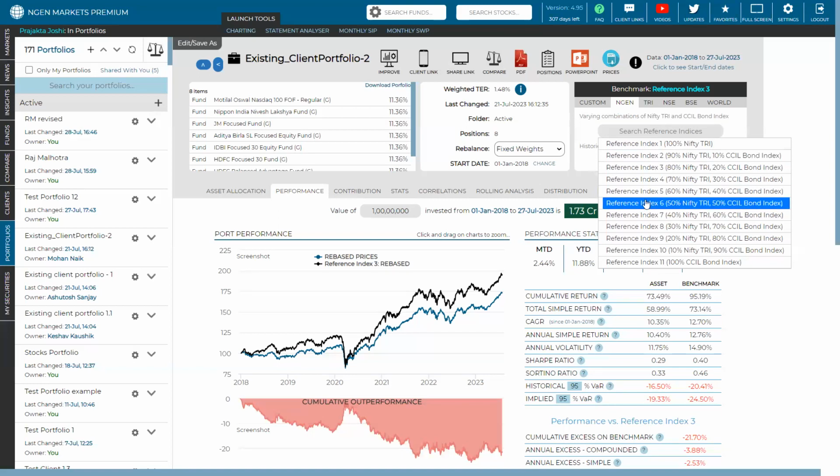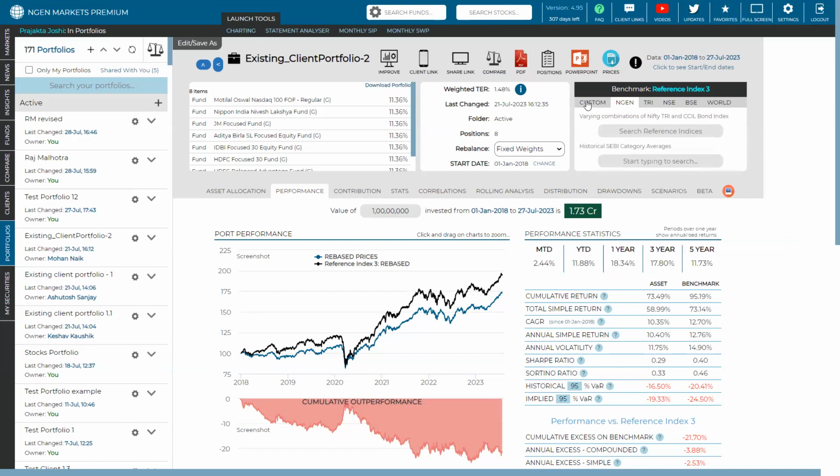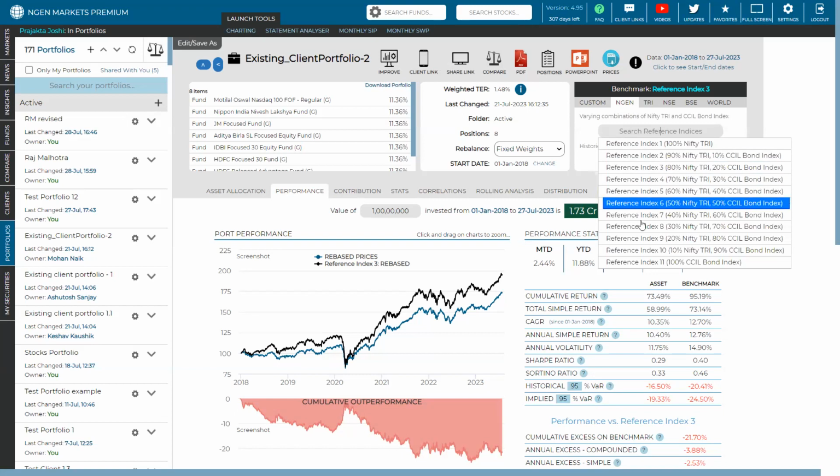Now, if, as the person who asked earlier, you want to actually make your benchmark very customized, you can then create your own custom benchmarks as per your own desire and change it. But we automatically benchmark you to these 11 pre-created indices that are available from India.